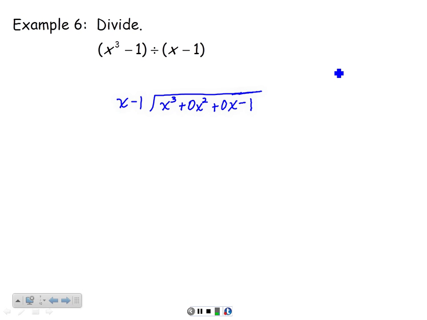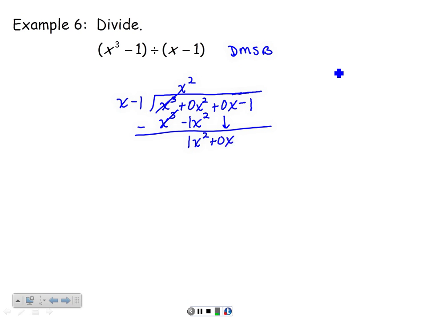Okay, and then now you can start daddy, mother, sister, brother. So we're going to divide x to the third divided by x is going to be x squared, so that's going to go up top. And then multiply around, x squared times x is going to be x to the third. And x squared times negative 1 is going to be negative 1x squared. And you can write the 1 if you need to. Subtract, x to the third minus x to the third goes away. 0 minus a negative 1x squared. 0 minus a negative 1 is going to go to plus 1x squared. Double negatives go to plus. And then bring down the 0x.